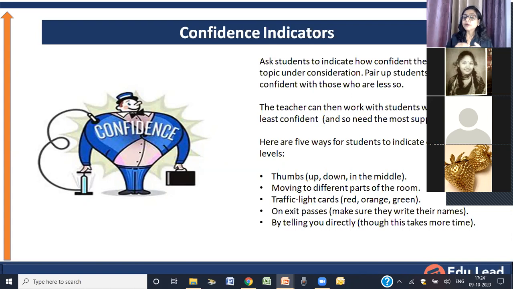Or it could be that you can give them the exit tickets once again. Based on that, let everybody write their name and then choose their own confidence level. You can give a question, where are you at the confidence level? Let them tick and then give it back to you. So all of these are the ways by which you can make the children reflect on their own confidence level and think and tell you where they are.